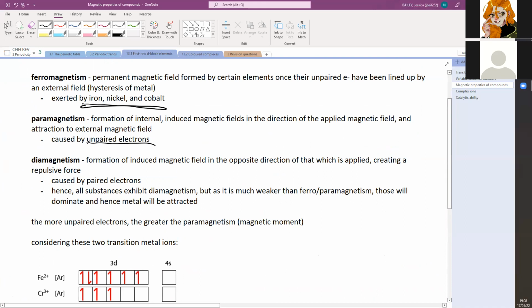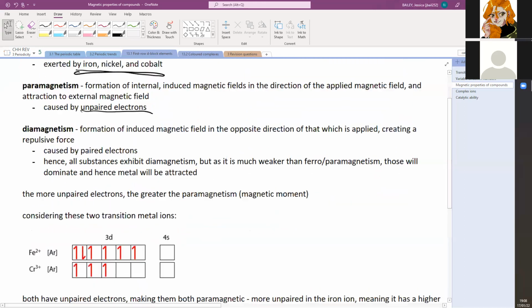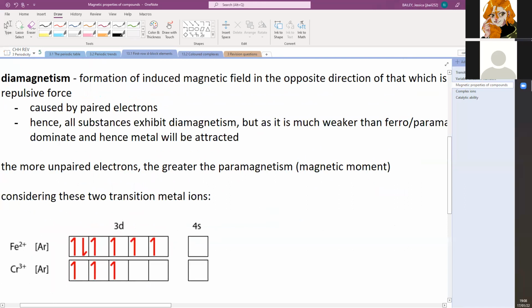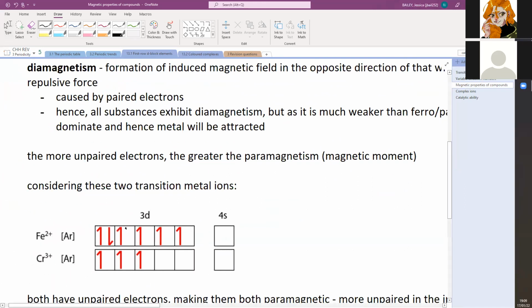Diamagnetism is in the case where you have paired electrons. So it's exerted by every single metal. Every metal has diamagnetism. But it's not very strong because it's just a magnetic field in the opposite direction to whatever field it's been put in. So if I had an element that had all paired electrons like this, it's not iron, it wouldn't have ferromagnetism because there are no unpaired electrons. It wouldn't have paramagnetism, there are no unpaired electrons, so all it has is diamagnetism.